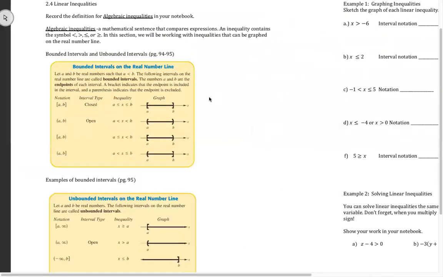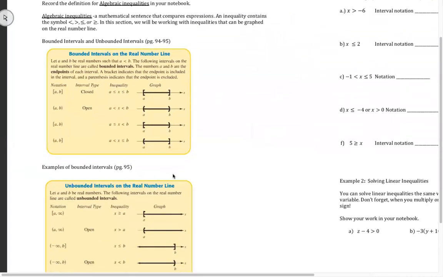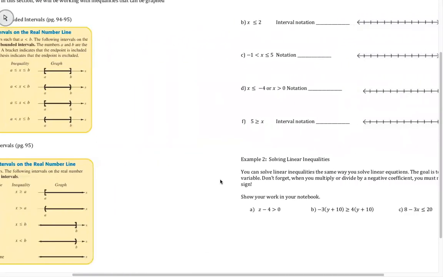All right, so yesterday we started on 2.4 linear inequalities. We talked about open and closed. Remember, closed received the square brackets, open received the curved brackets. We could have one side closed, one side open. This would be like an and inequality, and or inequalities would go opposite each other.